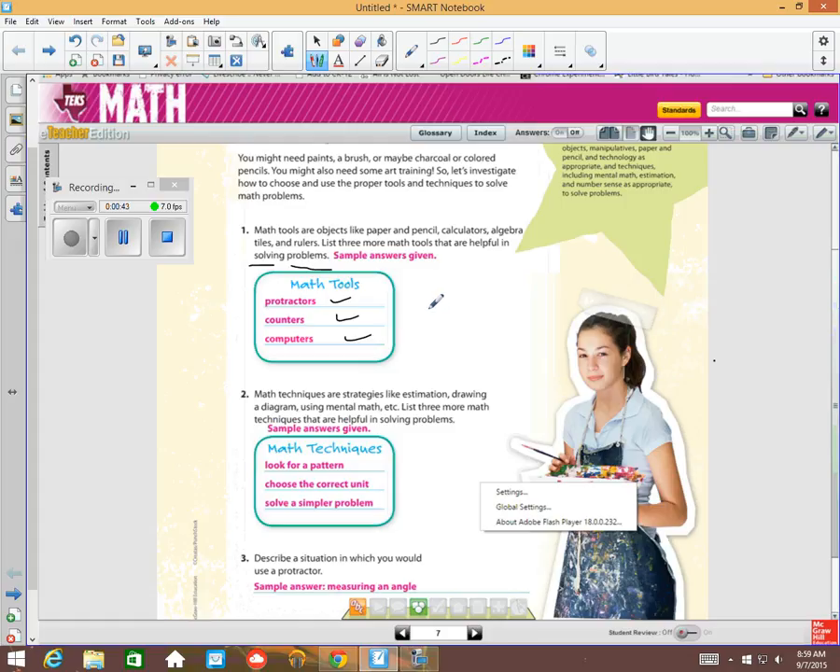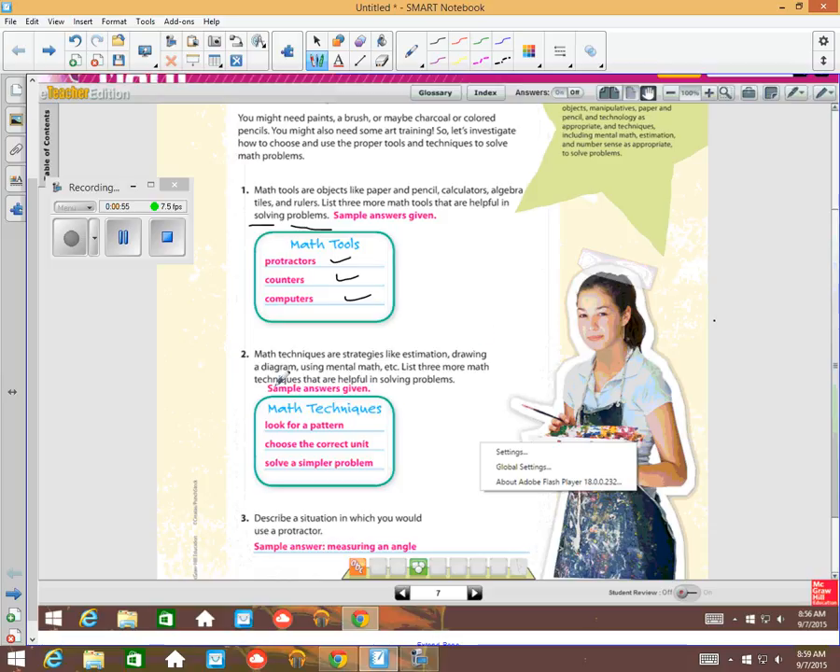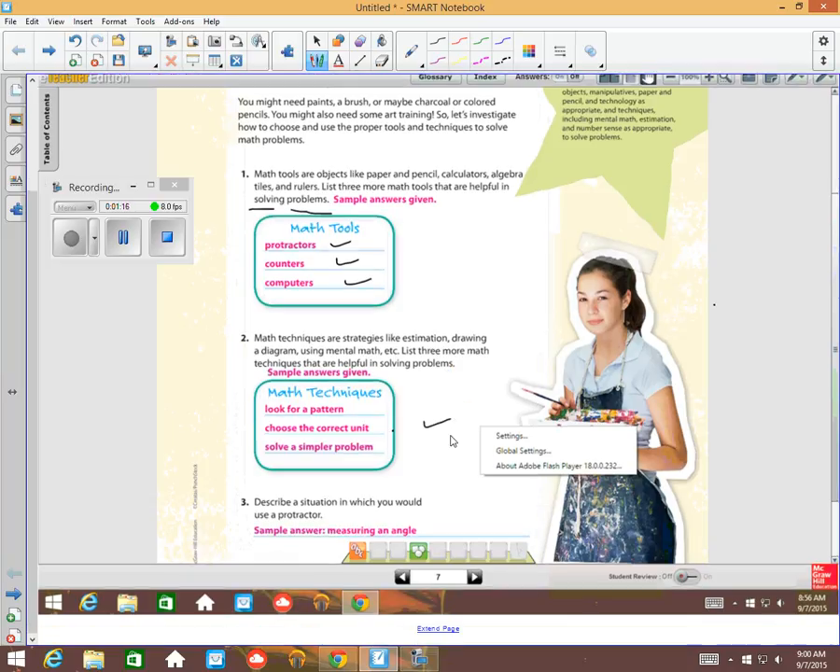So you can use protractors, computers. Sometimes you maybe can even use your apps on your cell phone to help solve math problems. So it's varied answers. We've talked a lot in class about techniques and strategies like estimation, drawing a diagram, using mental math. So there's 3 more. I said draw a picture. You can choose the correct unit, solve a simpler problem, break it down. Just put those answers in your own words.